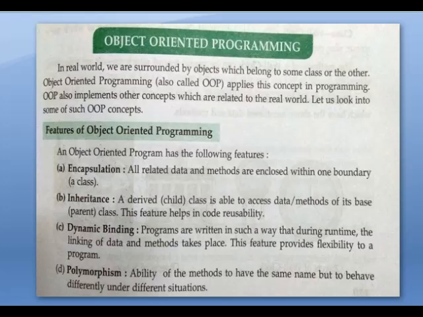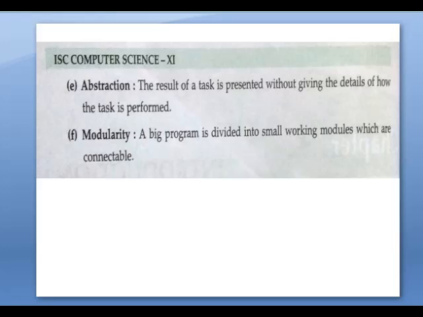The next feature is abstraction. Abstraction means the result of a task is presented without giving the details of how the task is performed. So it will take the necessary details but hide the other details. The next one is modularity. A big program is divided into small working modules which are connectable. This is called modularity.